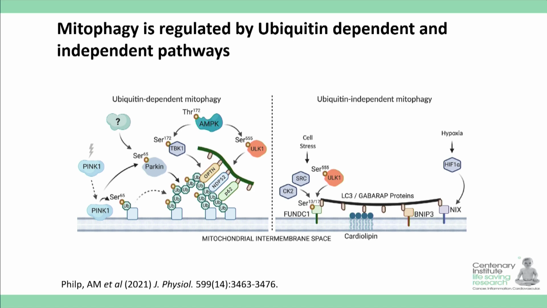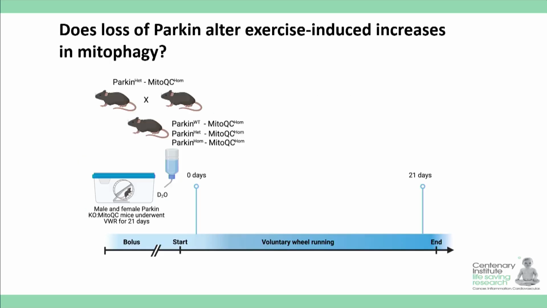So we've knocked out basically all of these, but I'm just going to show you the data that we've got here today, which I'm going to start with, which is Parkin. So we've crossed our MitoQC mice with Parkin knockout mice. This is a whole body knockout. When we breed these as Parkin het, MitoQC HOM, we get, as you should, littermate controls to compare. And they're basically homozygous for MitoQC, but then we'll have wild type, het, or homozygotes for Parkin knockouts.